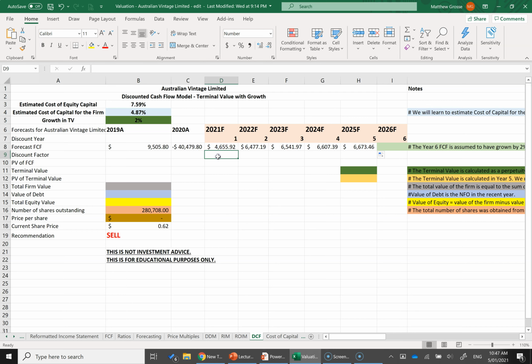So the discount factor is equal to 1 plus the cost of capital for the firm to the power of t, so in the first period. I'm going to lock that cell so it's absolutely referenced, and drag it along. So in year 5, 1 plus 4.87% to the power of 5 is my discount factor. I can get the present value of each year's free cash flow: the free cash flow divided by the discount factor. I've got that for the 5 years.